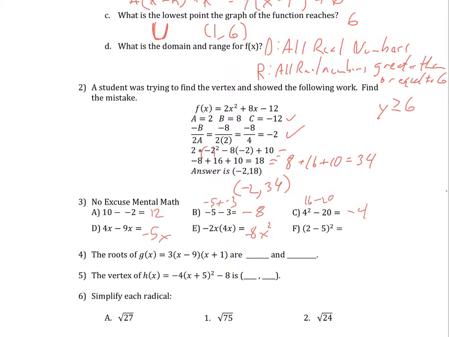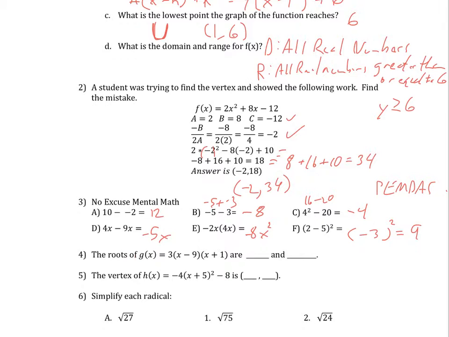Letter F. We need to do inside the parentheses first. That's why there's the whole "please excuse my dear Aunt Sally," the PEMDAS. P stands for do the parentheses first if you can. So 2 minus 5 would be negative 3, and then we still need to square that, which means do negative 3 times itself, which gives you a positive 9. And we're done there.